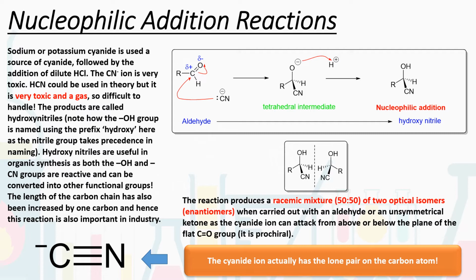Also, the length of the carbon chain has increased by 1. By using a cyanide anion, we've got a carbon in that nucleophile, and so our carbon chain increases by 1 when we do this reaction. So it's also very important for industrial chemistry.